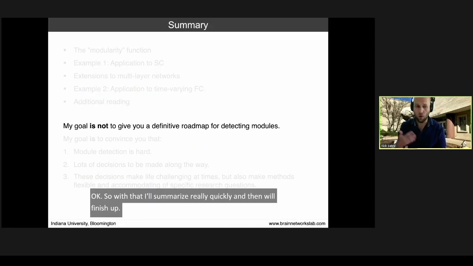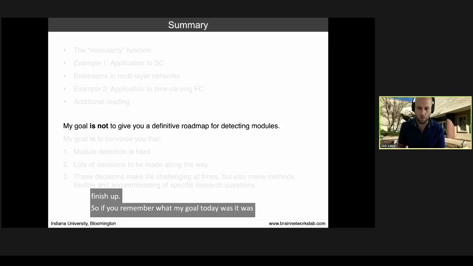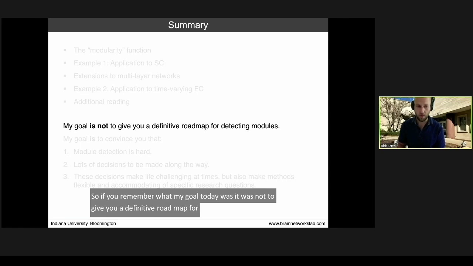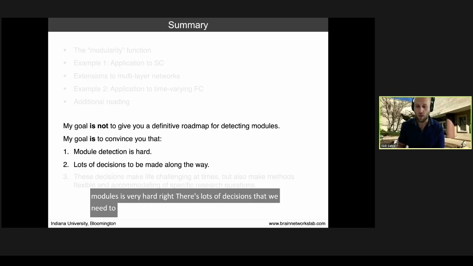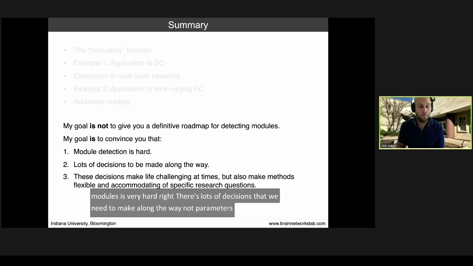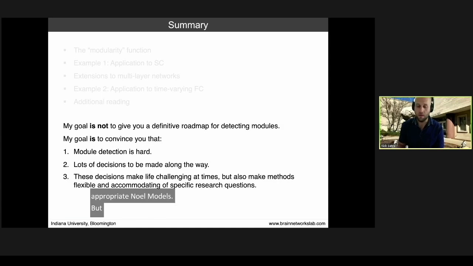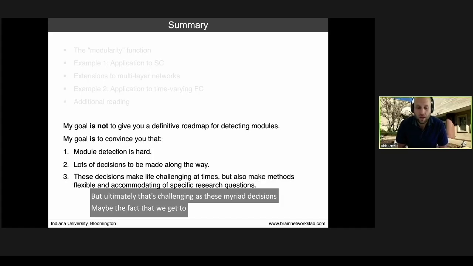So if you remember what my goal today was, it was not to give you a definitive roadmap for detecting your network's modules or communities or mesoscale structure, but rather I hope that I convinced you that algorithmically detecting a network's communities and its modules is very hard. Right? There's lots of decisions that we need to make along the way about parameters, about appropriate null models. But ultimately, as challenging as these myriad decisions may be, the fact that we get to have a hand in the community detection process means that we can tailor it to answer specific research questions that are important to us and important to our research line.